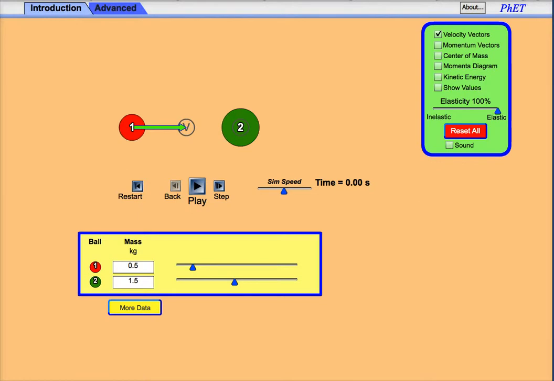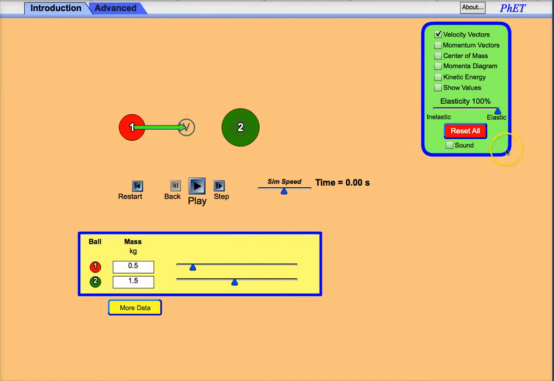Okay, in this lab we are going to try and figure out what happens in collisions, and we're going to extend some of the ideas that we learned in the previous class. So let's kick it off with a description of how we will go about it.